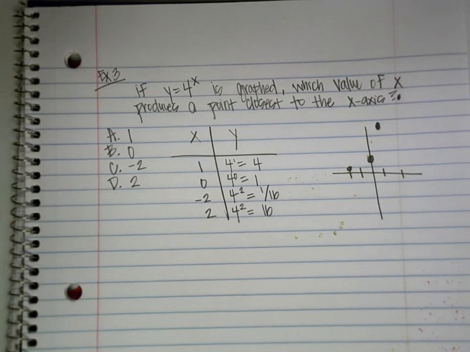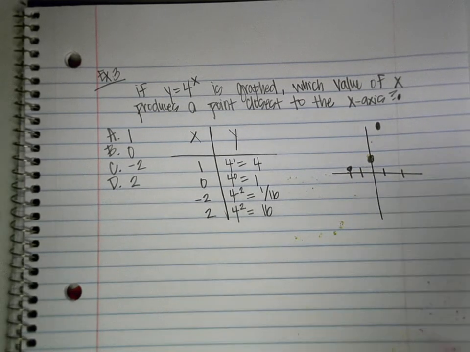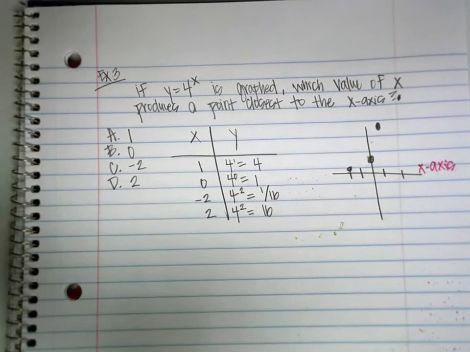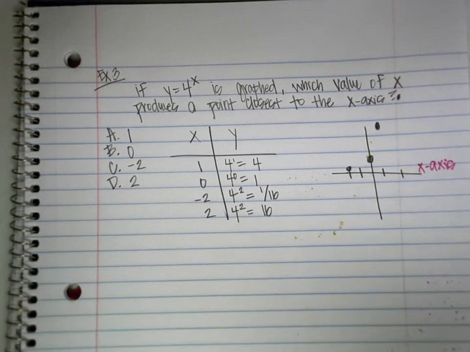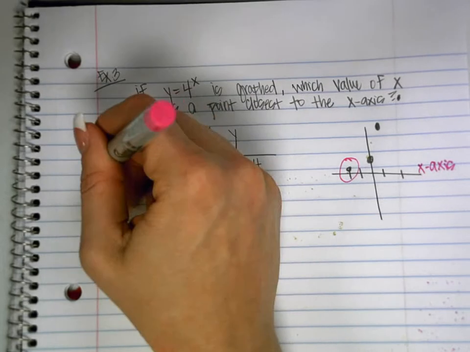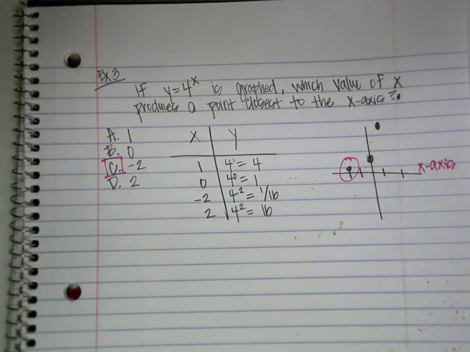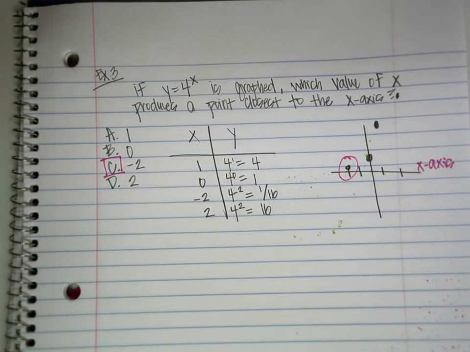So you tell me, which one produces a point closest to the x-axis? Which is the x-axis, the side to side or up and down? The side to side. So which value of x produced a point closest to it? -2. That's the closest. Now, there is a general rule that will help you so that you don't have to plug these in every single time.